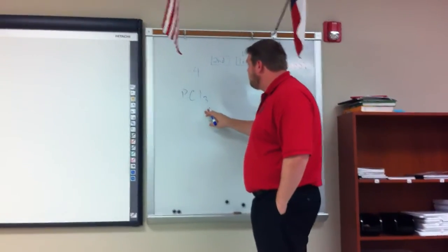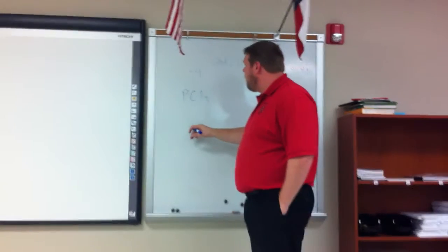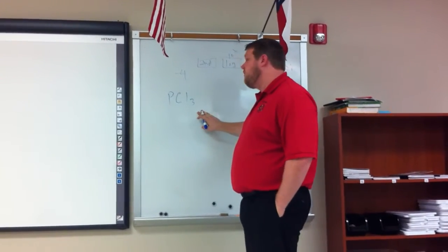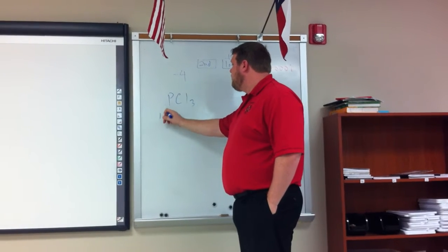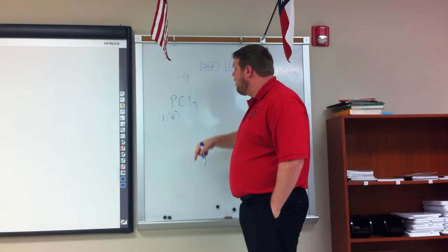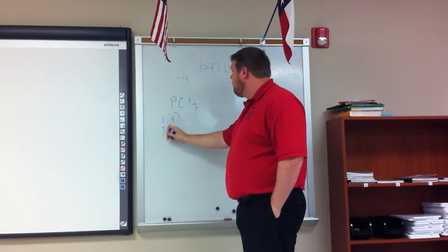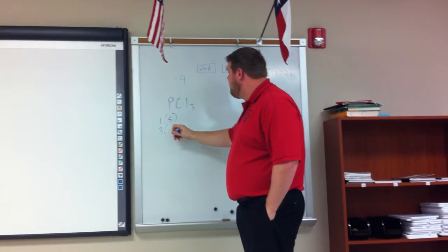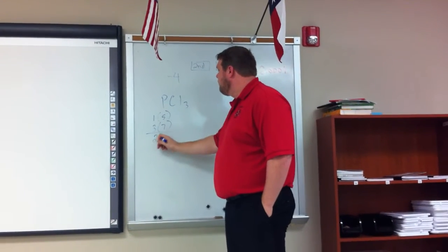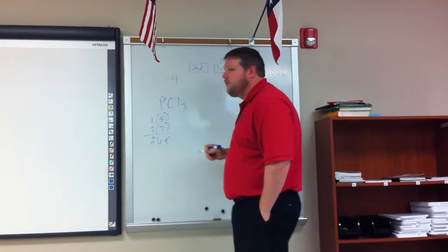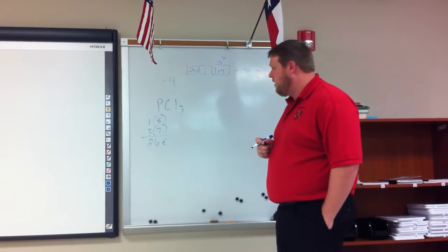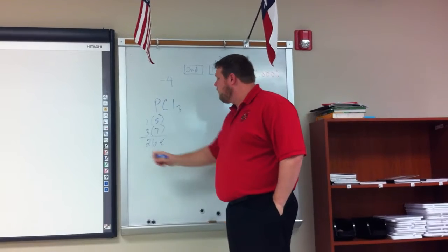Alright, so when we do Lewis structure, the first thing we have to do is tally up all the potential electrons that'll be involved in bonding. So that's all the valence. So we have one phosphorus, and it has 5 valence. That comes from your column number. And then you have 3 chlorines, 7 each. So we have 26 total valence electrons available for bonding. So that's step 1.